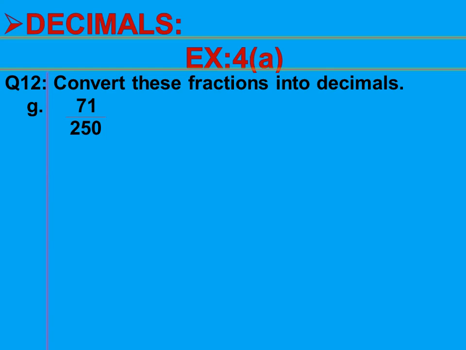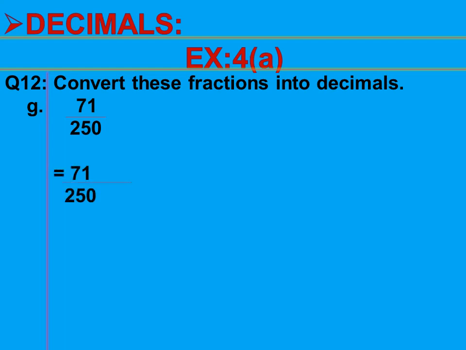Now we will do part G of this question number 12. In part G, dear students, we have the fraction 71 divided by 250. Now dear students, we have 250 in the denominator, which is not 10 or a multiple of 10. So first we will make it 10 or a multiple of 10.